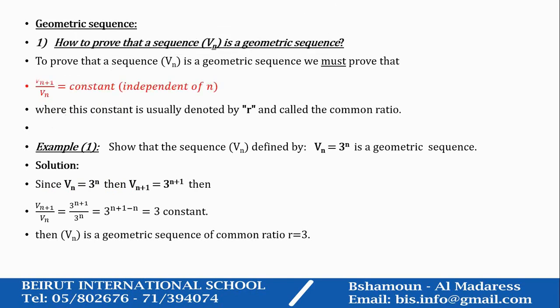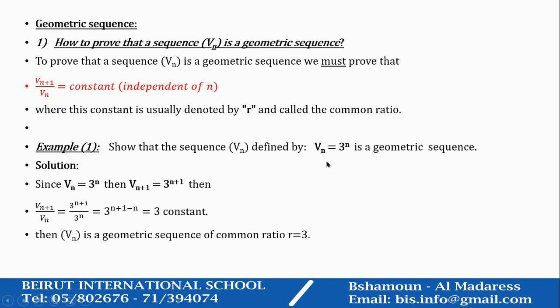A geometric sequence, we want to prove that a certain sequence is geometric or not. In order to prove a sequence is geometric, we should use the general rule. And the general rule states that the ratio of two consecutive terms, any two consecutive terms, should be constant. If you find the ratio of, for example, Vn plus 1 and Vn, these are two consecutive terms, to be constant, then the sequence is geometric.